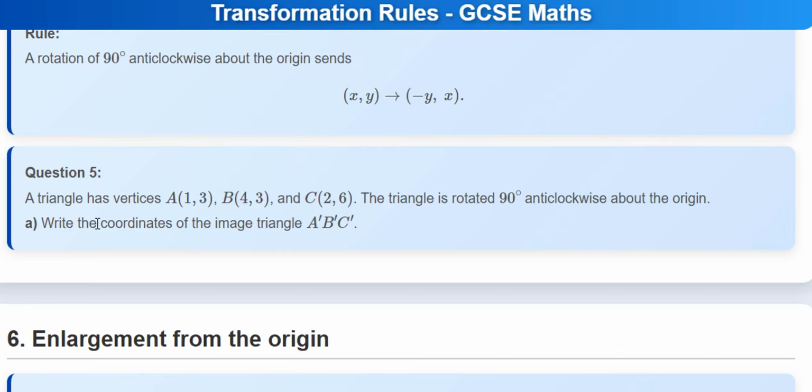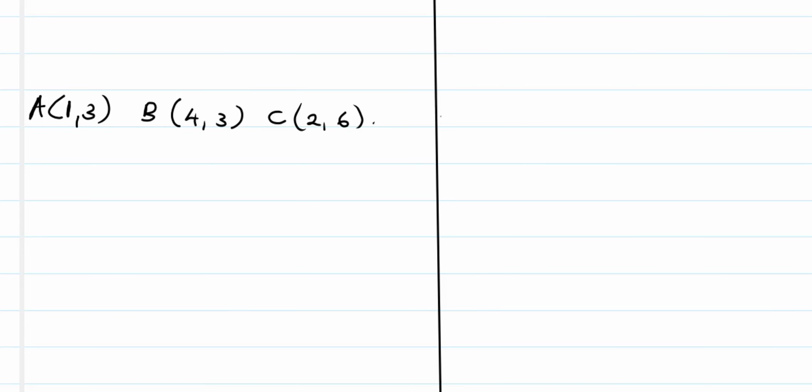where we have a triangle with vertices A(1, 3), B(4, 3), and C(2, 6), and then the triangle is rotated 90 degrees anti-clockwise about the origin, and you are told to find the coordinates of the translated triangle. So the rule is (x, y) changes to (-y, x). So to get the new coordinates here, the first step is just we need to interchange them so that the x ones become the y ones and the y ones become the x ones. So in the translated A, now 3 will start as the x, and then 1, like this.